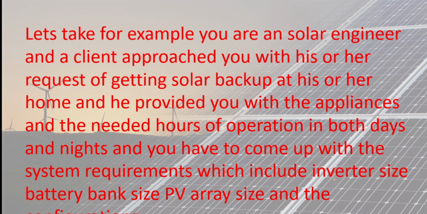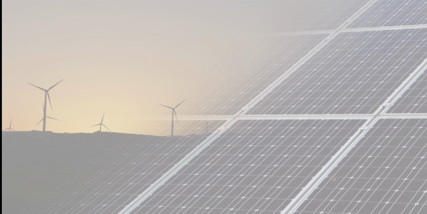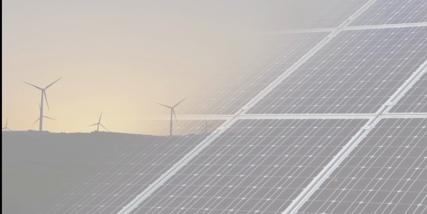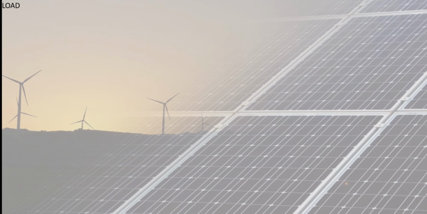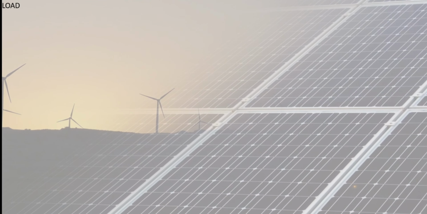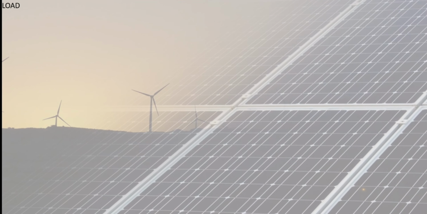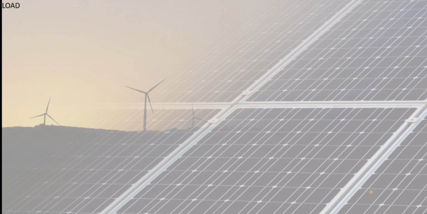Okay, let's take this table for example. So the table constitutes, number one, the load. The load required. That load can be per device. That load can be the total number of devices that are available.